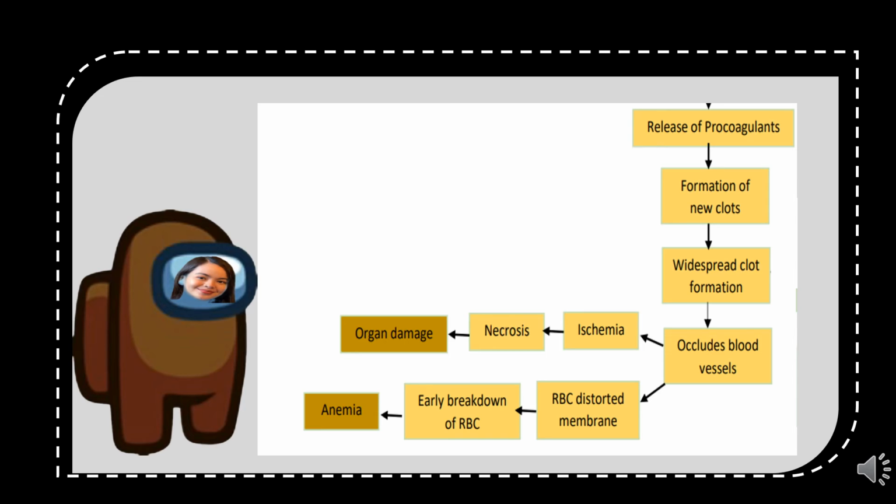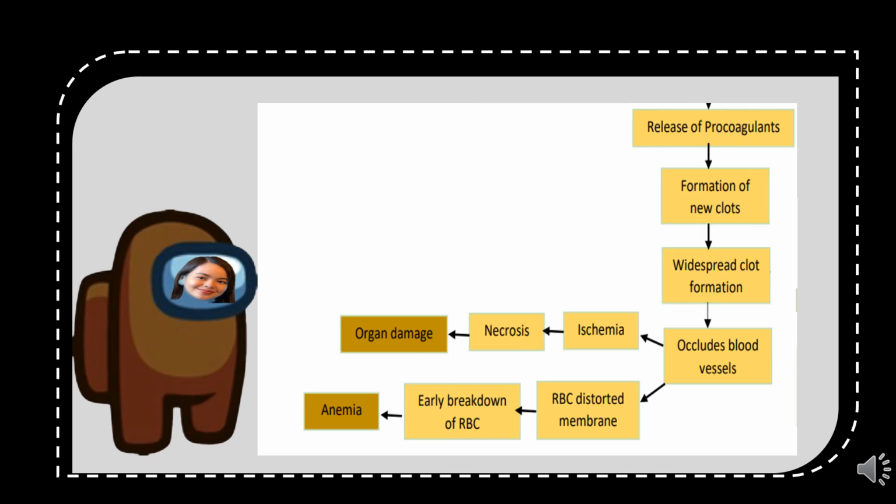With the risk factors stated, there will be a release of procoagulants like tissue factors, enzymes, and other proteins which are the precursors for coagulation. So this will increase clotting. The scale is tipped more toward the formation of the clot. There will be widespread clot formation that may occlude the blood vessels.